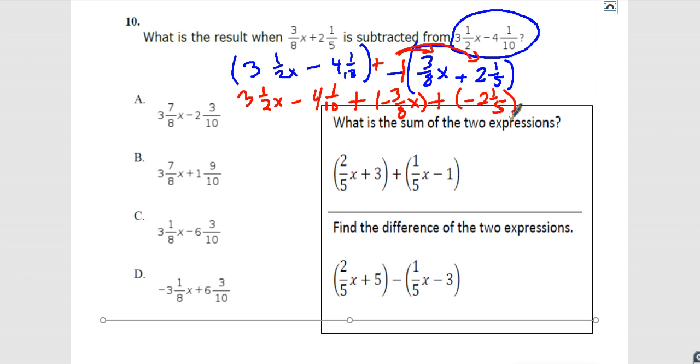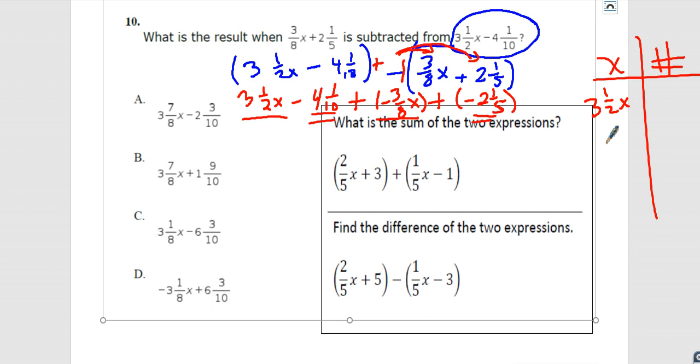And what that is going to require is that we, again, combine my like terms. So I have my x's, and I have my numbers. I have 3.5 x's, and I have -3/8 x's. Then I have -4 1/10 as a number, and I have -2 1/5 as a number. And so now I'm being asked to just combine those.